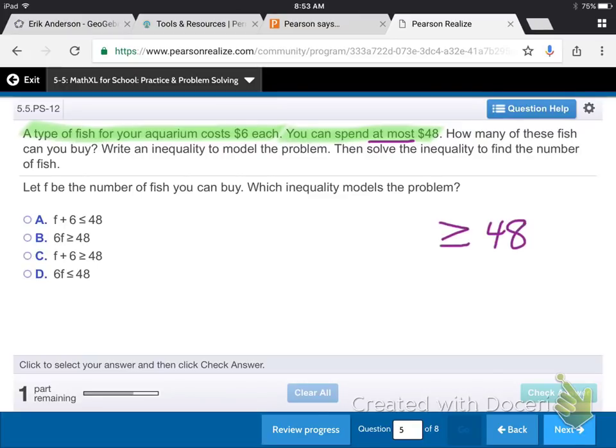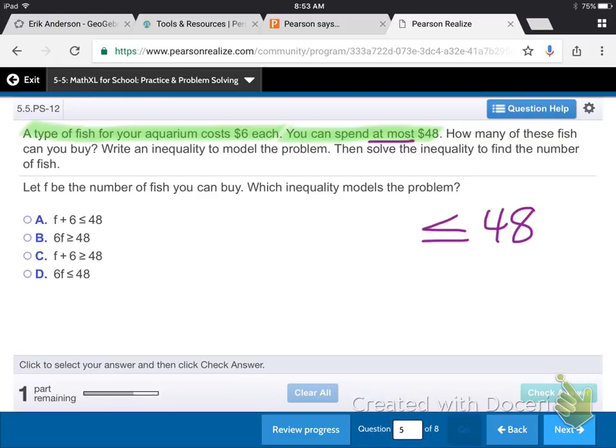So we know the inequality is going to look like that. Whatever we write on the left can't be more than 48, okay? Oh, so hang on a second. Boys and girls, forgive me, I got confused. Okay, let me back up. If we can spend at most $48, that means whatever we spend has to be less than or equal to 48. It has to be less than or equal to 48.